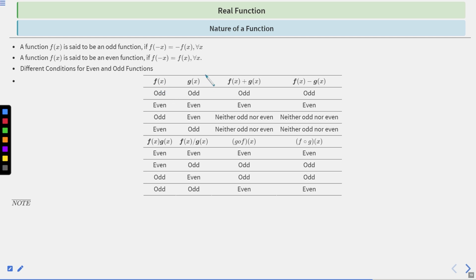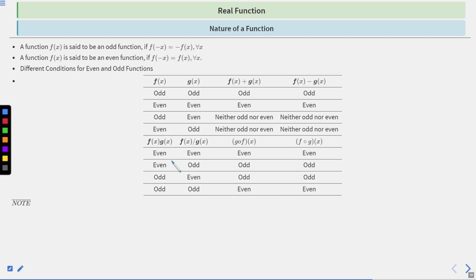If f(x) is odd and g(x) is odd, then f(x) plus g(x) will be odd and f(x) minus g(x) will also be odd. If f(x) is even and g(x) is even, then f(x) plus g(x) is even, and f(x) minus g(x) is even. If f(x) is odd and g(x) is even, then f(x) plus g(x) is neither odd nor even, and f(x) minus g(x) is also neither odd nor even. If f(x) is even and g(x) is odd, then f(x) plus g(x) is neither odd nor even, and f(x) minus g(x) is neither odd nor even, right?